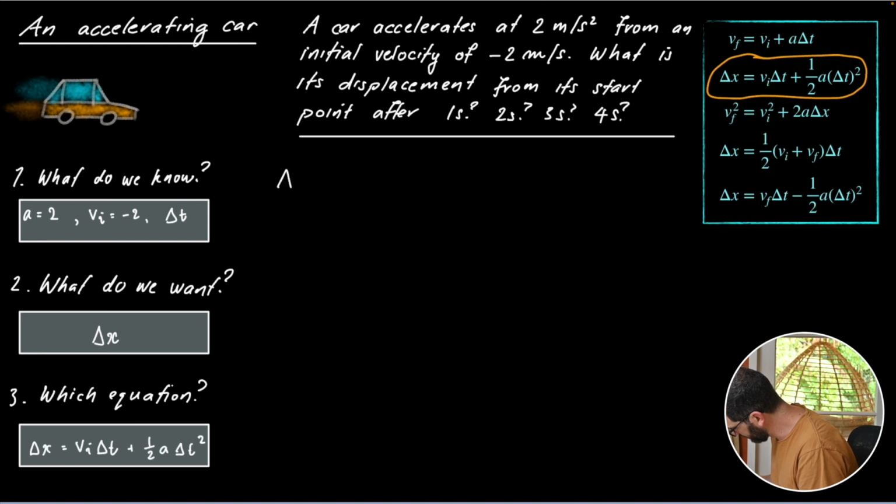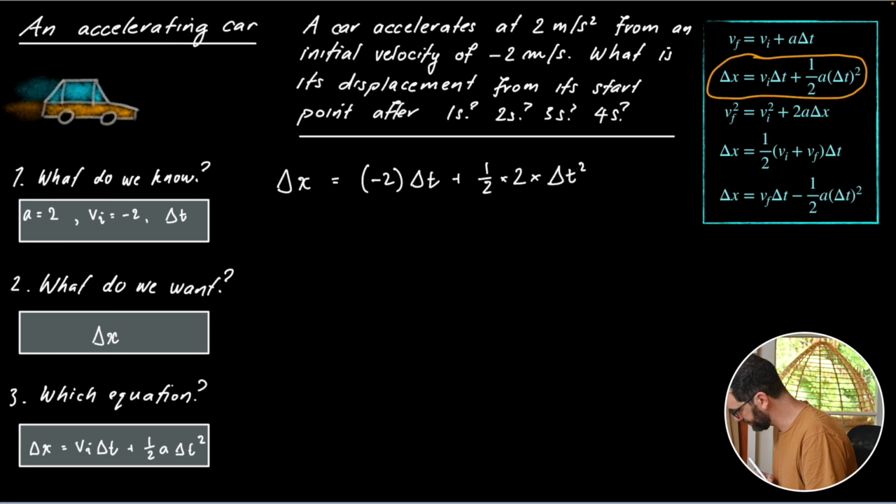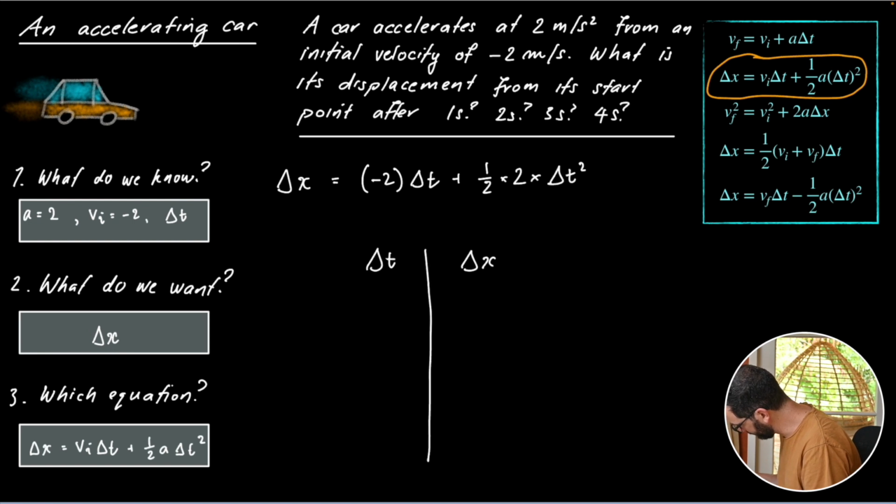So we'll go delta x, let's put the numbers in that we know, and we'll just leave delta t as a variable. So delta x is going to be vi, initial velocity is -2, so -2 delta t plus 1/2 times 2 times delta t squared. So I put in 2 for my acceleration and -2 for my initial velocity. And now to find those various things, let's just make a little table, delta t and delta x, after 1 second, 2 seconds, 3 seconds, and 4 seconds.